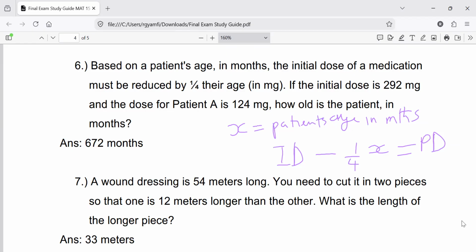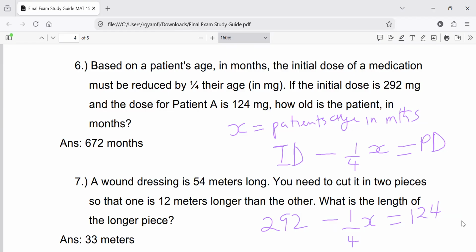If the initial dose, which is ID here, is 292, and the dose of the patient is 124. Oh, the PD is 124. So 292, the initial dose, minus 1/4, or x divided by 4, should equal 124. So I solve this equation.